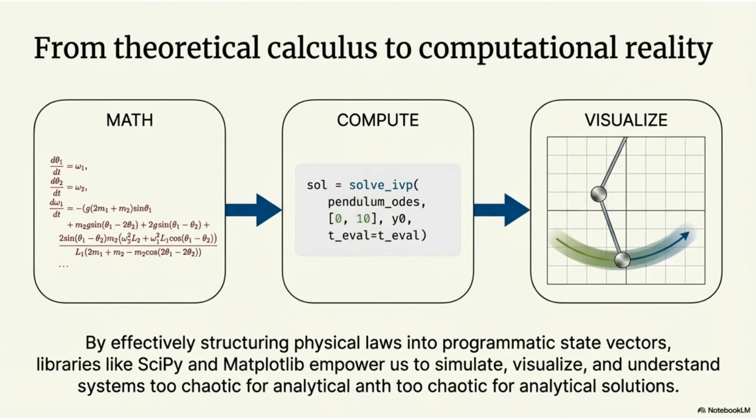By structuring physical laws into programmatic state vectors, libraries like SciPy and Matplotlib allow us to simulate, visualize, and understand chaotic systems that are impossible to solve analytically.